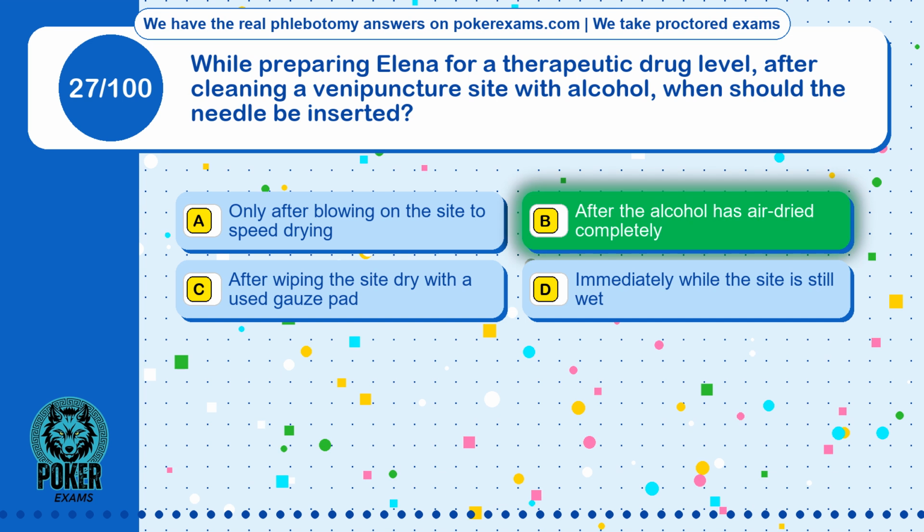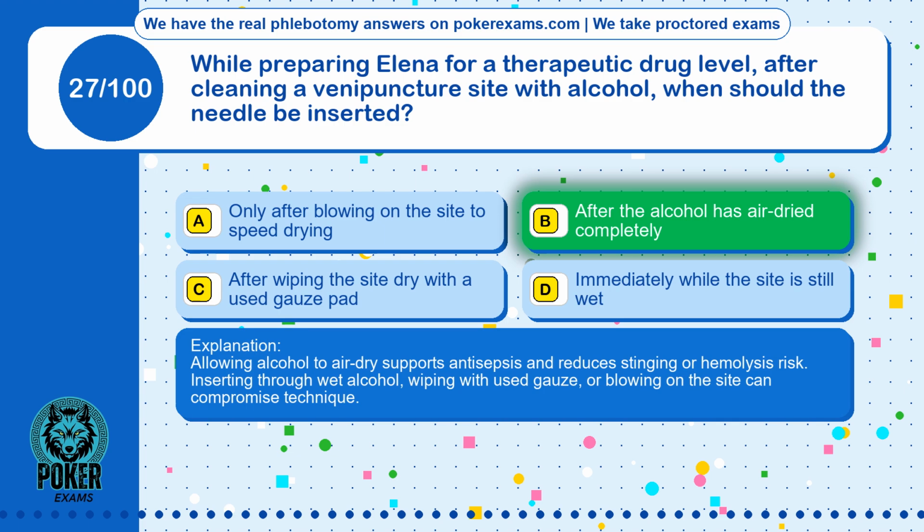The correct answer is option B, after the alcohol has air dried completely. Allowing alcohol to air dry supports antisepsis and reduces stinging or hemolysis risk. Inserting through wet alcohol, wiping with used gauze, or blowing on the site can compromise technique.